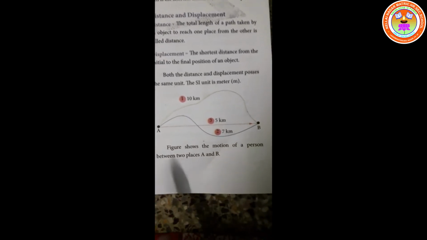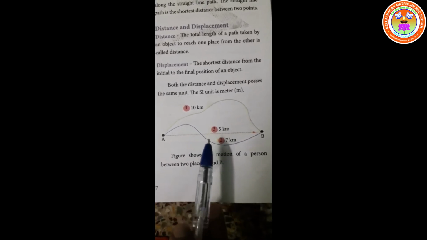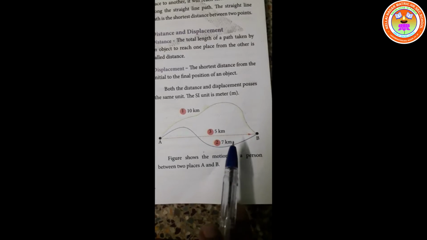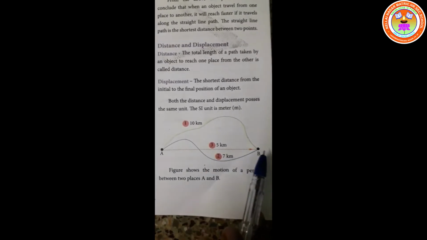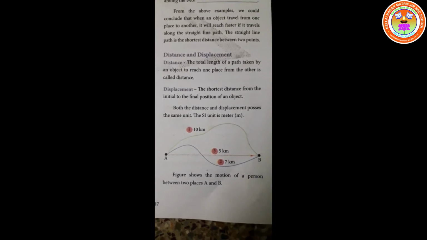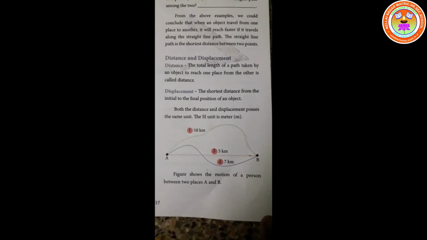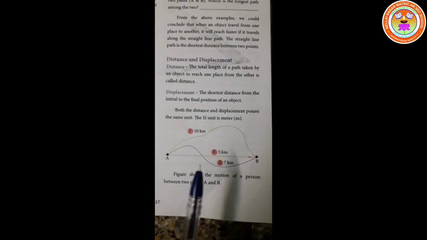Look at the picture clearly. Here we have a starting and an end point, from A to B, which we have to travel, but we have three ways. Look at the green one, which is 10 kilometer, the blue one, which is 7 kilometer, and the middle one, which is 5 kilometer. So you can tell which is the distance and which is the displacement. Once again, the shortest distance between two places is called displacement.